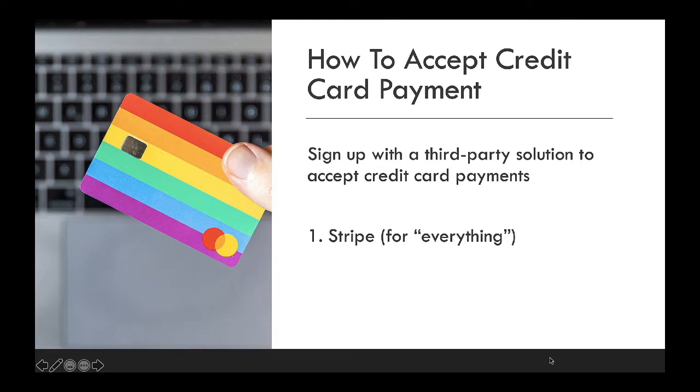Stripe should be an account that you have as long as you want to collect credit card payments. Whether you're selling an ebook or a virtual class, whatever you're selling that requires you to collect payment, you can use Stripe. The second option is ClickBank, and this is mainly for digital products. I'll dive in a bit deeper about ClickBank shortly in today's training.